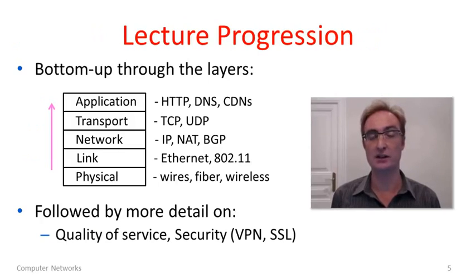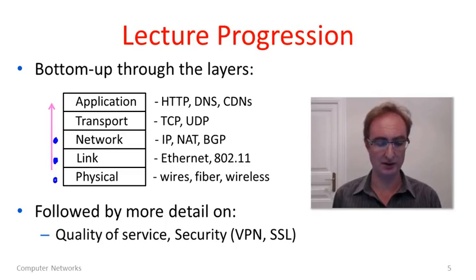Our progression of lectures is going to work through these layers really from the bottom up. So we'll start here at the physical layer, and you'll learn about wires and fiber and wireless. Then we'll move on to the link layer, where you'll learn about protocols such as Ethernet and 802.11, which are used to connect to all manner of hosts. At the network layer, we'll learn about IP, which is really the main example, as well as technologies like NAT and routing in the internet with protocols such as BGP. Then we'll look at the transport layer, the TCP and UDP protocols mostly, and then all manner of protocols which make use of the network, applications such as HTTP, DNS and CDNs.